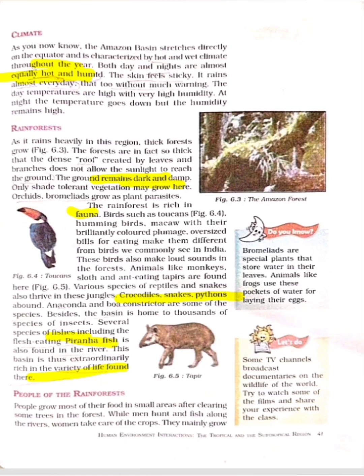And then we learn about the people of the rainforest. The important concept is the life of the people in the Amazon basin, where the climate is too hot and tropical. People grow most of their food in small areas after clearing something in the forest, while men hunt and fish along the rivers. Women take up the growing. So we can say that where people live, according to geographical availability, they choose their occupation.